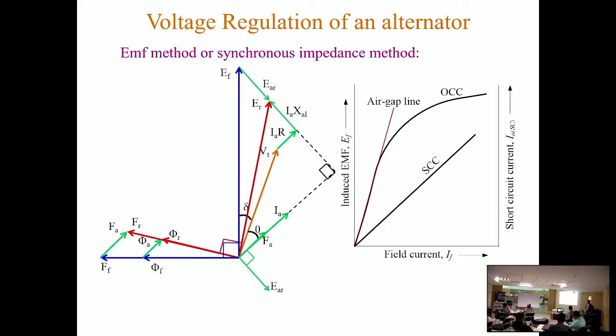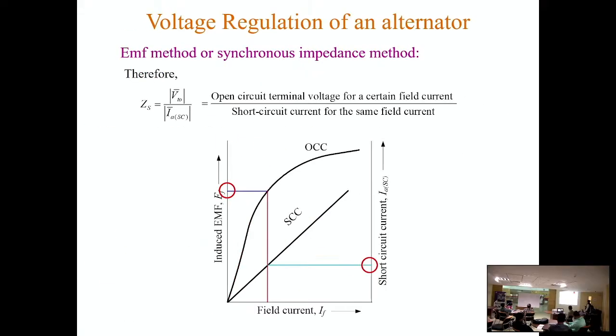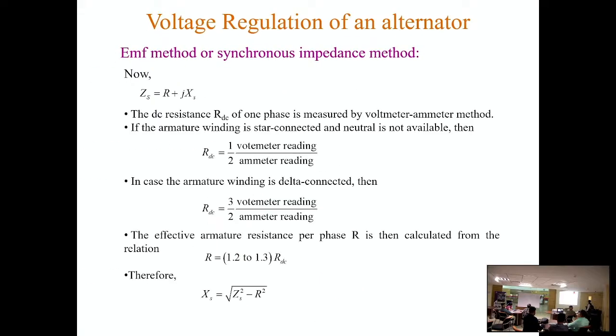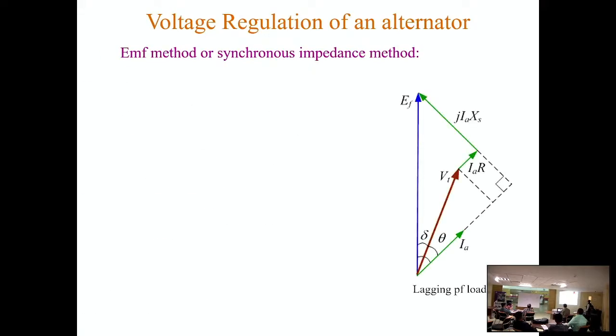The air gap line is a line which passes through the linear portion of the OCC characteristic. And we have seen that ZS can be calculated using OCC and SCC by selecting a particular value of field current, and from there we can calculate XS by performing a DC resistance test, or we can directly measure the armature resistance per phase by using a multimeter. Anyhow we have to get this resistance R, and then using this formula we can get XS. So now the EMF method, how we can apply this EMF method.